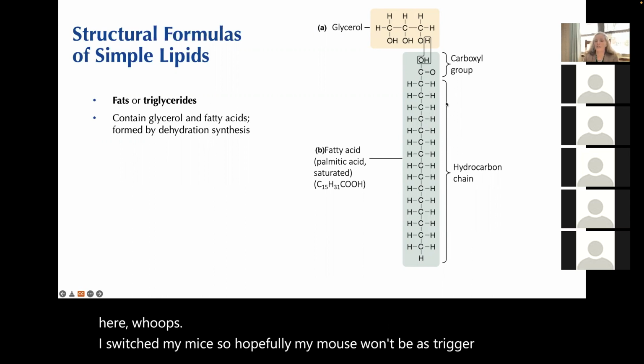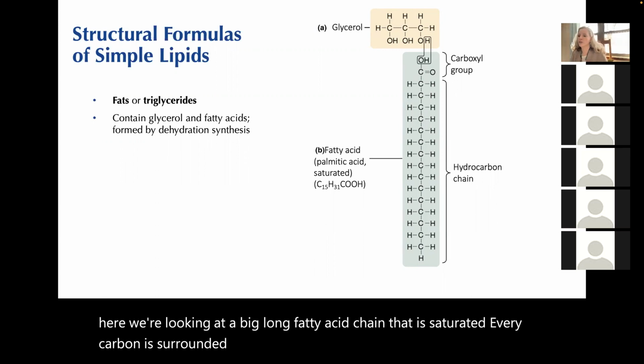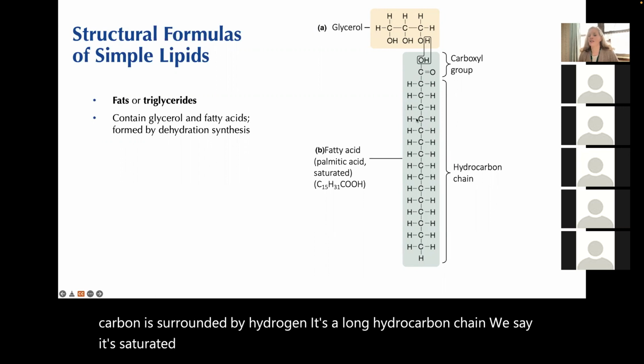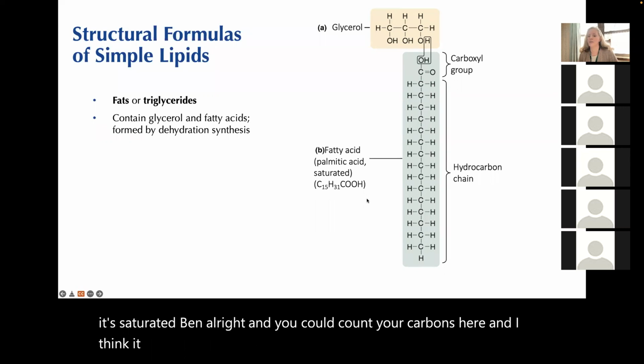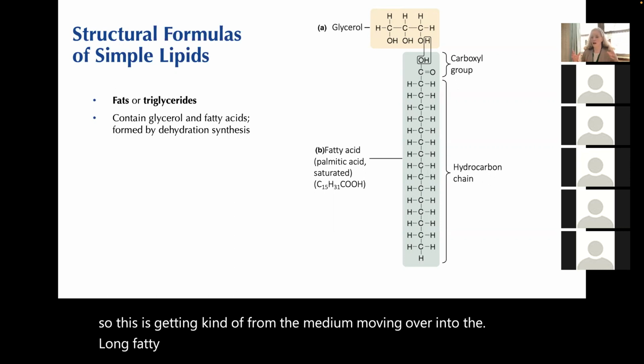Here we're looking at a big long fatty acid chain that is saturated. Every carbon is surrounded by hydrogen. It's a long hydrocarbon chain. We say it's saturated then, all right? And you could count your carbons here. And I think it says over here that this is palmitic oil, which is a 15 chain carbon. So this is getting kind of from the medium moving over into the long fatty acids.